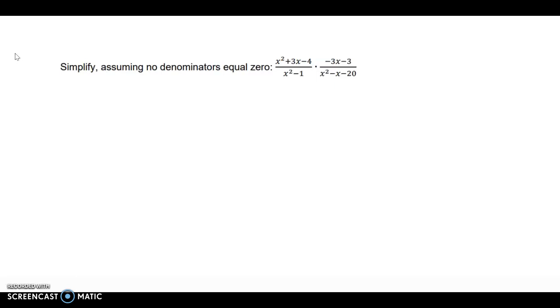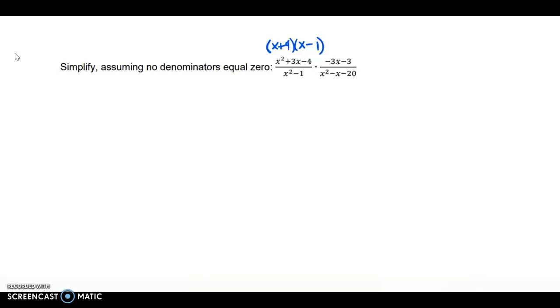So for this first one, we're looking for factors of -4 that add up to +3. In this case, we're going to have x plus 4 and x minus 1. I know 4 times -1, I'll write that 4 a little better. 4 times -1 is -4. 4 plus -1 gives us +3.